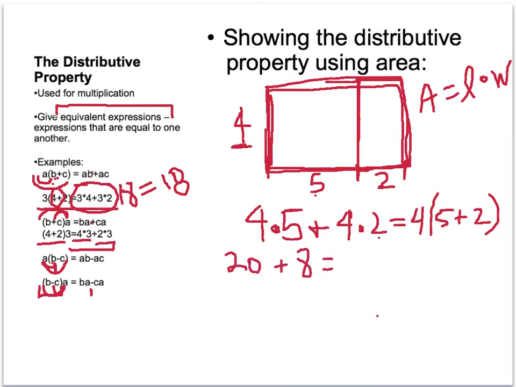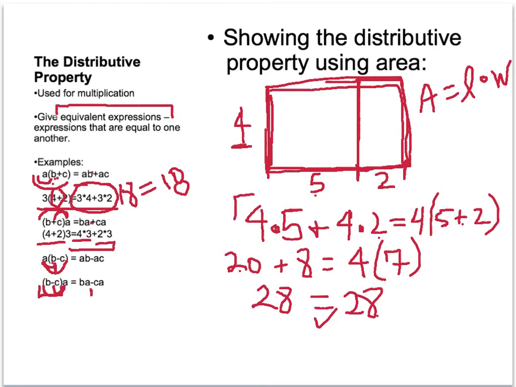Over here, if I do 5 plus 2, I get 7, so I have 4 times 7. 20 plus 8 is 28. 4 times 7 is also 28. So there we go. Check. Either way, I get the area of the big rectangle. And this is a great example to show me two equivalent expressions to find the area of a rectangle. And also, it's a great example illustrating how the distributive property works.